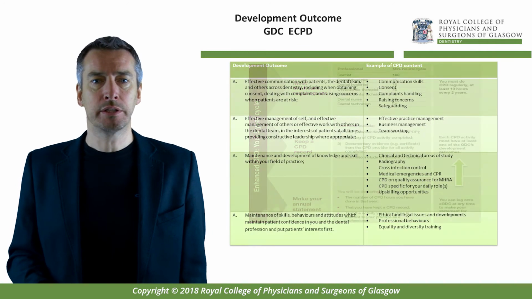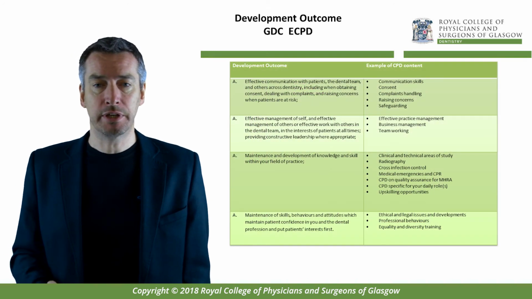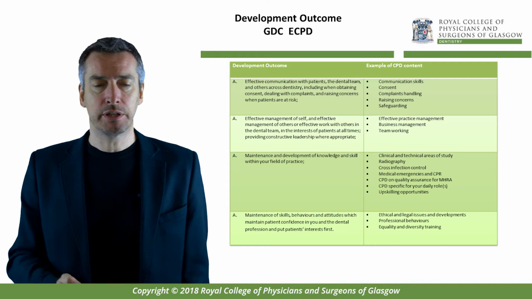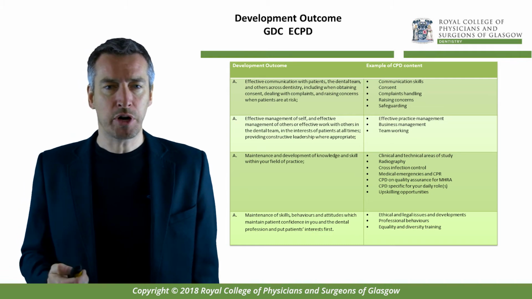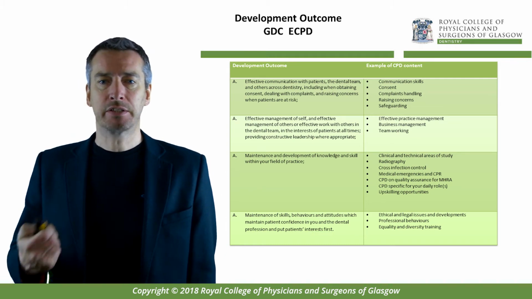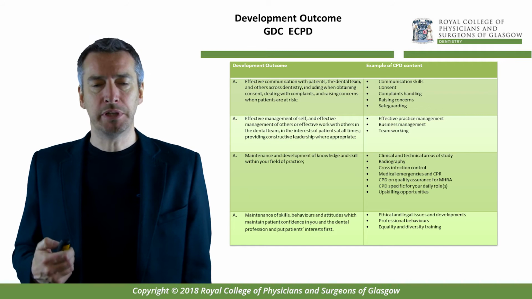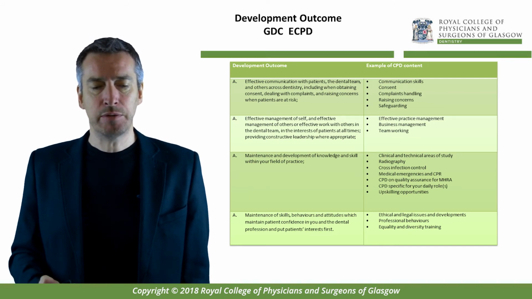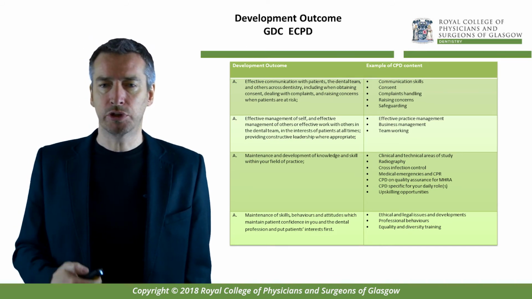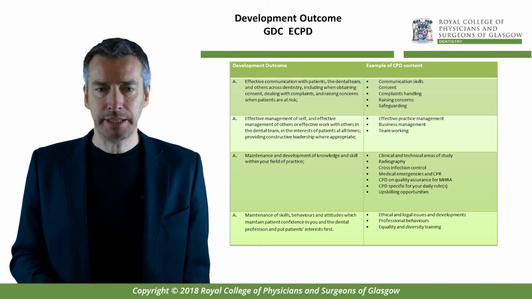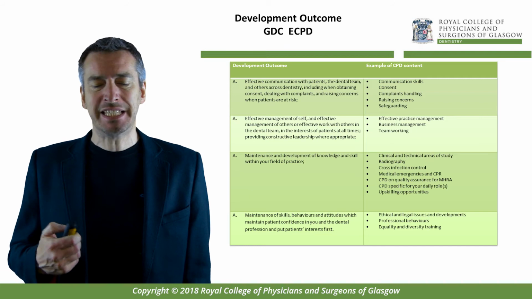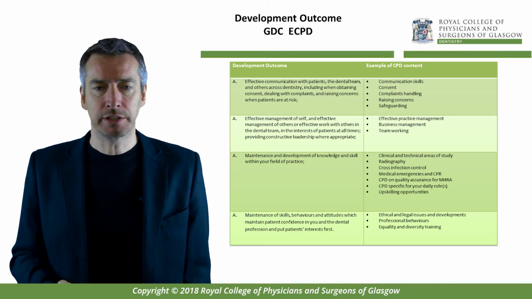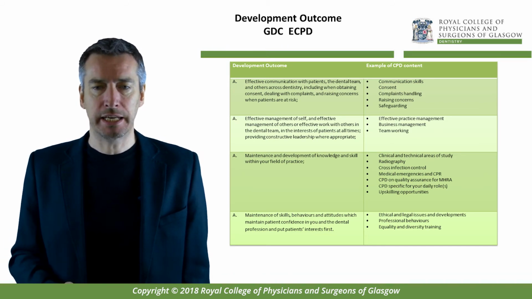So these are the development outcomes that the GDC have indicated. As you'll see, they're indicated on the left of the slide as A, B, C, and D. Just to summarize, A would be effective communication, B would be effective management, C would be your knowledge and skills, so more your clinical-based CPD, and finally D would be maintaining patient confidence in the profession, so our behaviours, our attitudes, that kind of thing.